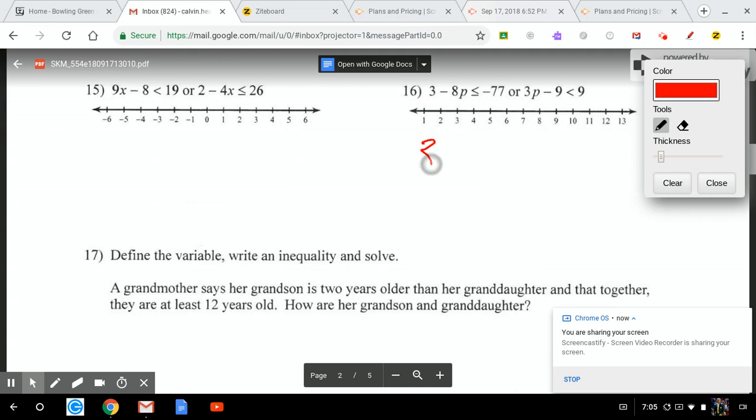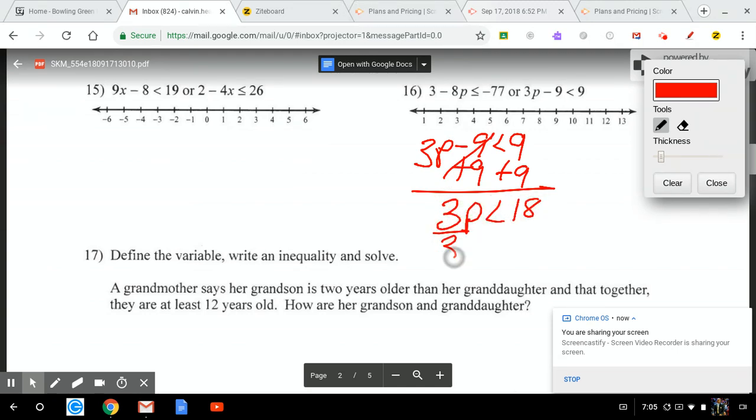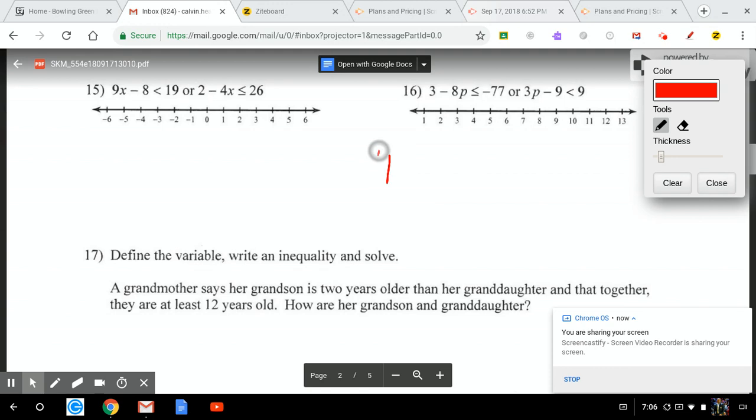Then I've got the same thing where 3p minus 9, and I have p. That's actually 6. Okay. Now, when I have those two, I'm going to clear that real quick. So I end up with p greater than or equal to 10 or p less than 6.